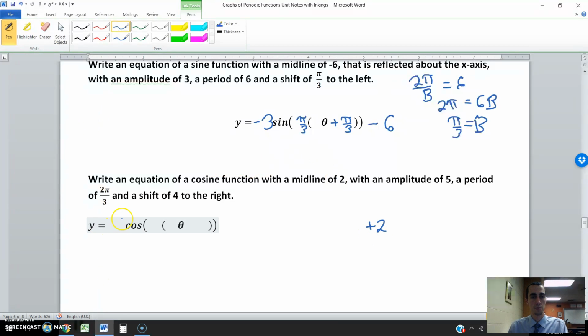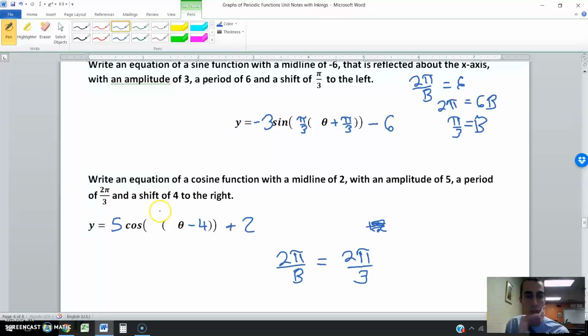Don't know why it did that. So it goes. Hopefully it looks like that on your screen too. Jumping over to the left like that. Plus 2 there. Shift of 4 to the right means that we're going to go minus 4 there. Amplitude is 5. And our period is 2 pi over 3. So to find our b, we've got 2 pi over b equals our period, 2 pi over 3. In order for these two fractions to be the same, this b number needs to be a 3, just like it is over here. And so that b would be 3.